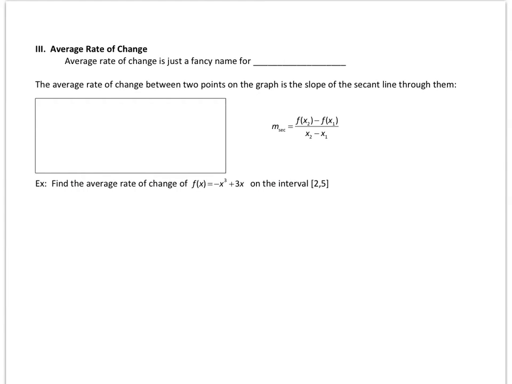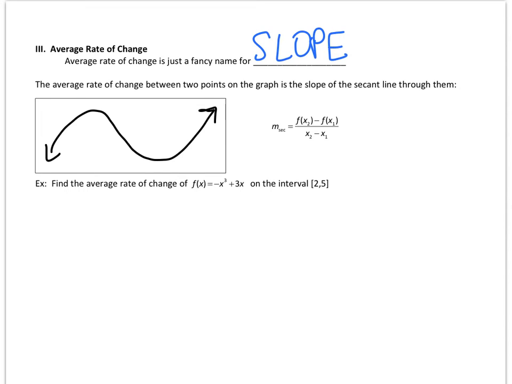Okay, average rate of change. Average rate of change is just a fancy word for something you spend your entire first semester of algebra: slope. The average rate of change between 2 points on a graph is the slope of the secant line through them. So for example, if I have a function that looks like this, and I want to find the average rate of change between this first point and the second one, I'm going to draw a tangent line, or not a tangent, sorry, a secant line through this.